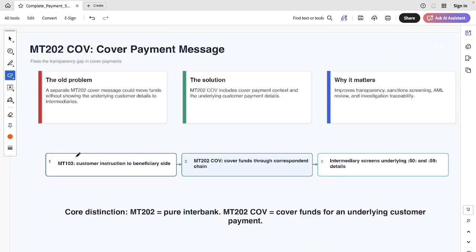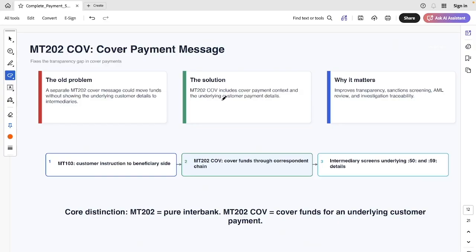Okay, now let us understand a very important variation, MT202 COV. Earlier, banks sometimes used MT202 as a cover funding message related to a customer payment. But the problem was that MT202 did not show the underlying customer details, as we have seen in that previous message format. We don't see field 50, we don't see field 59. So this created an AML problem. Intermediary banks processing the funds could not clearly see who the real ordering customer and the beneficiary are.